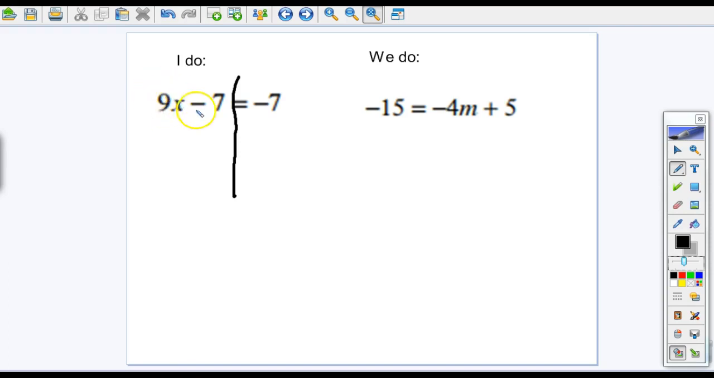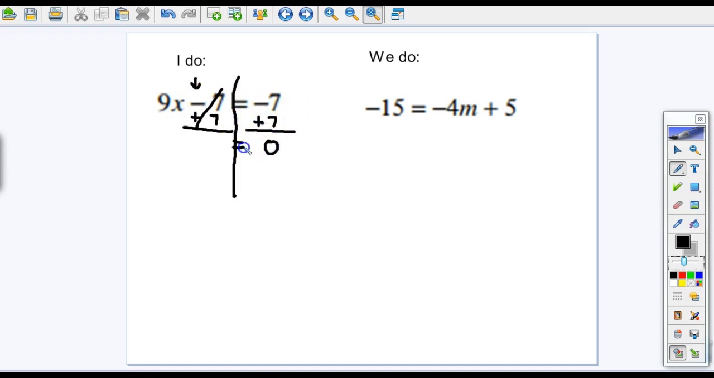9x is attached, so I'm going to look at this minus 7. It's important that I pay attention to the sign. So the inverse operation of subtraction we said was what? Addition, right? So we're going to add 7. But we can't just do it on this side. We also have to do it to the other side to make sure that our operation is balanced, right?